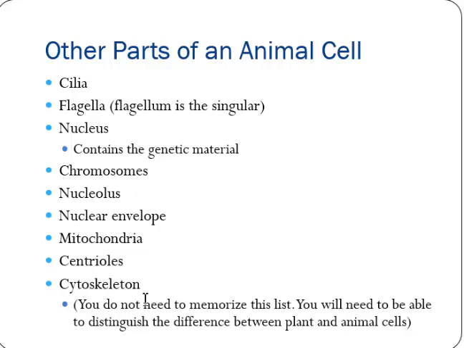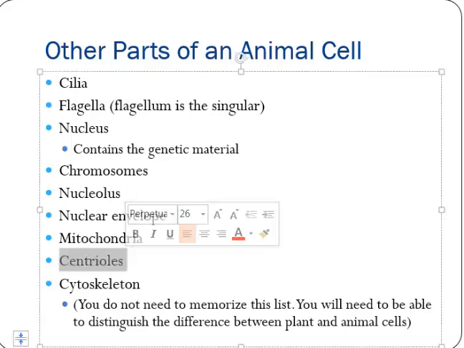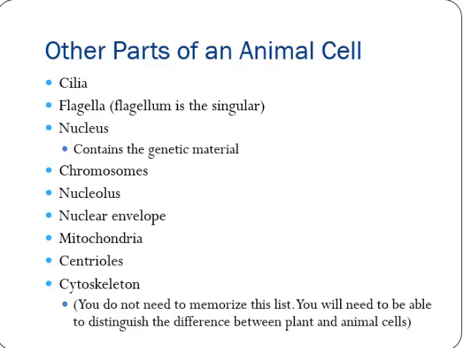Then you have the centrioles. The centrioles are necessary as part of the reproductive process when one cell splits apart into two cells in a process called mitosis. And then you have the cytoskeleton, which really just forms the more solid parts of the cell. Things like flagella, cilia, things like that.